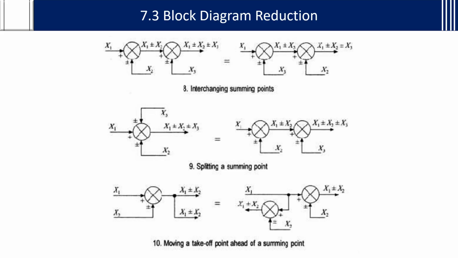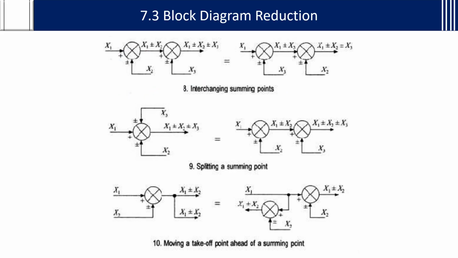Next, interchanging summing points. If you want to interchange the summing points, that is also possible. How? If you see here, the input is given as x3. If you are interchanging, this x3 will come to this side, and this whole summing point will go to the right side. If you consider this as 1 and this as 2, this will become 2 and this will become 1. That is nothing but interchanging.